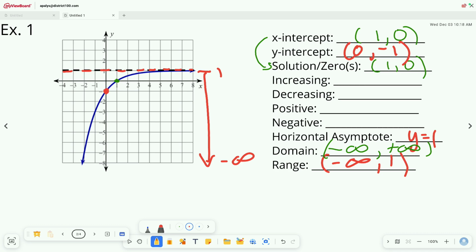Naja, what do you want to do? Increasing, decreasing, or positive, negative? Ooh. All right, so you're going for the harder one.